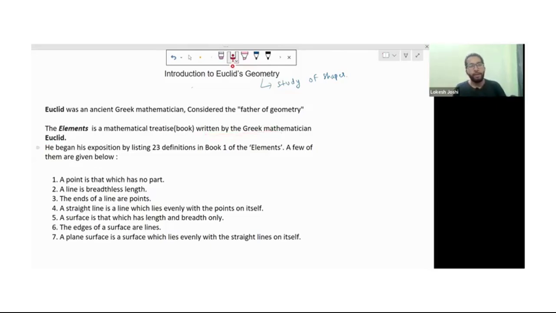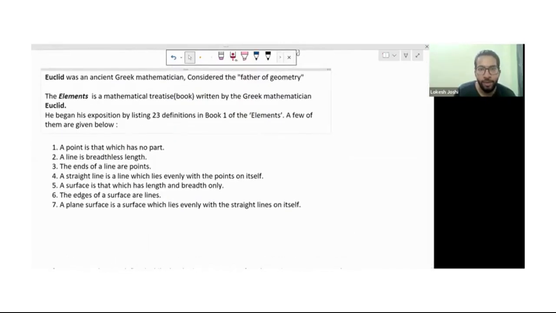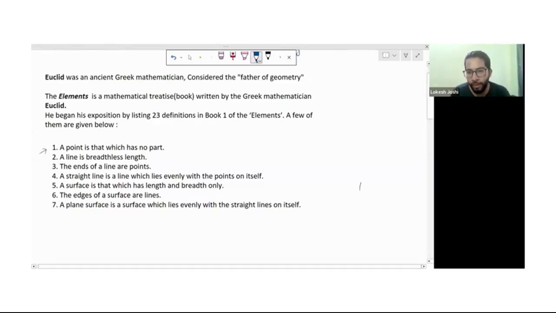In this book there are 23 definitions in the first part. Some of them are listed below, and I will explain all of them one by one. First of all, it is written about the point. As of now, we don't know anything about point, line, or any shape. We will start with the basics.